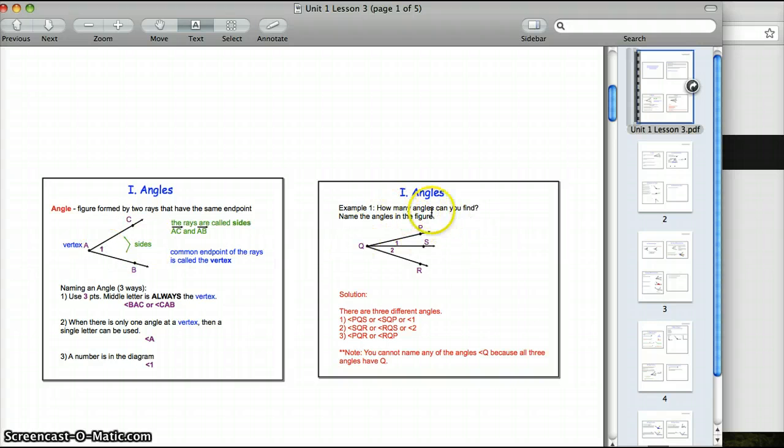Now, how many angles can you find in this angle here? You should be able to find 3. So we've got angle POS, angle POR, and angle SOR. Now if you notice, the O is in the middle for all 3 angles. That's because it is the center of your angle.